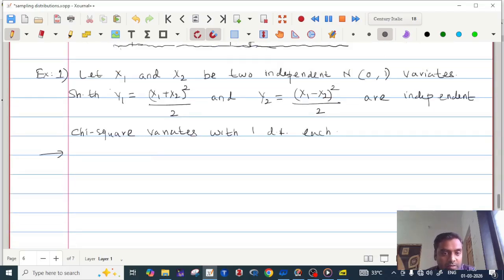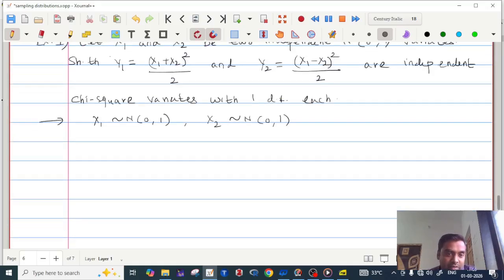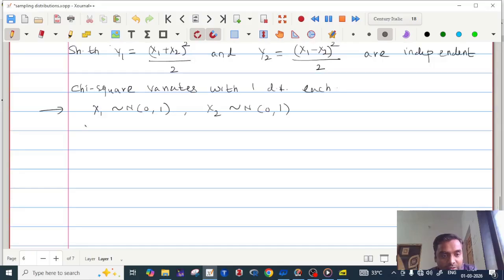Let's see the solution. Very simple. What is the definition of chi-square? If Xi's are standard normal, then its square is chi-square distributed. Here X1 is normal 0, 1 and X2 is also normal. You have to find the distribution of (X1 plus X2) square. So first of all, find the probability distribution of X1 plus X2. By the additive property, X1 plus X2 follows normal.